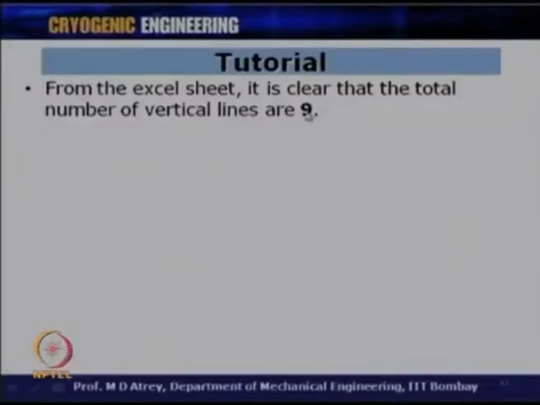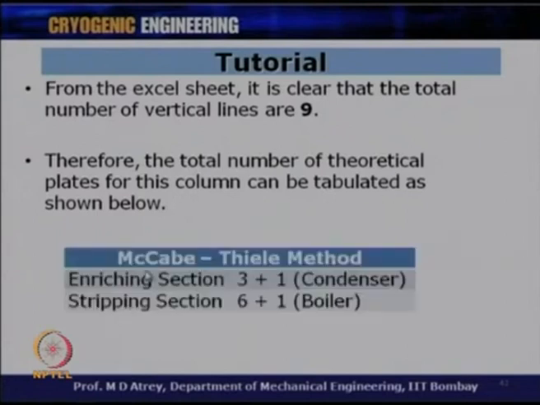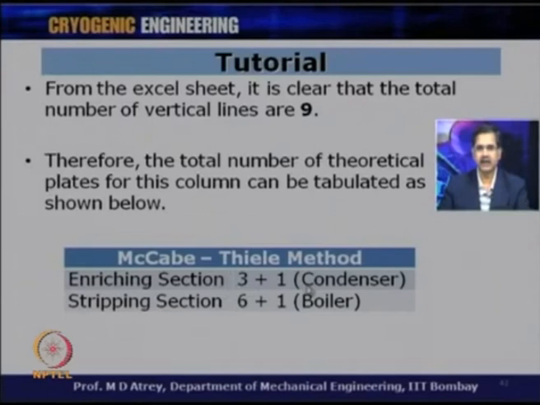From the Excel sheet, it is clear that the total number of vertical lines is 9. Therefore, the total number of theoretical plates for this column can be tabulated as given below. In the enriching section we have 3 plates and 1 condenser, while for the stripping section we have got 6 plates and the boiler at the bottom, meaning we have got 9 plates total approximately, this is all approximate, and we have a condenser and boiler to add to this. Alright. So, this is the way one should work on a McCabe-Thiele diagram, the McCabe-Thiele technique to calculate the number of plates for the enriching section and for the stripping section.